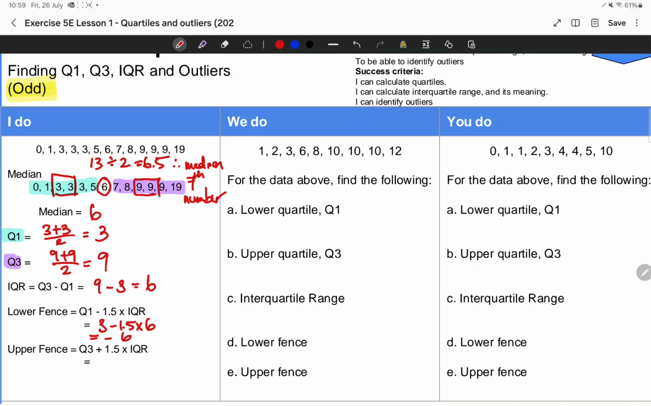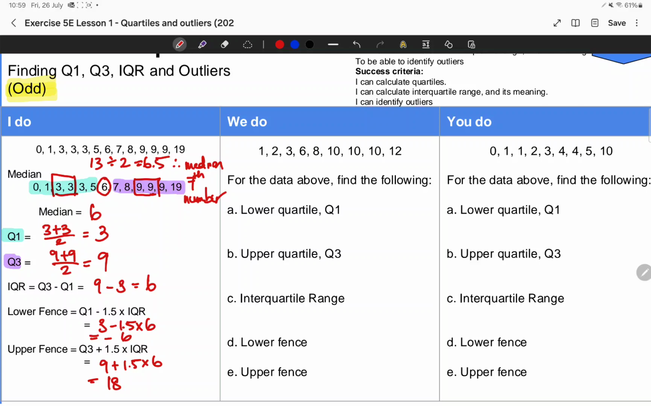And then the upper fence is your Q3, which is 9 plus 1.5 times 6. So you're going to do the same thing, the 1.5 times 6 first, which is 9. And then you do 9 plus 9, which is 18.